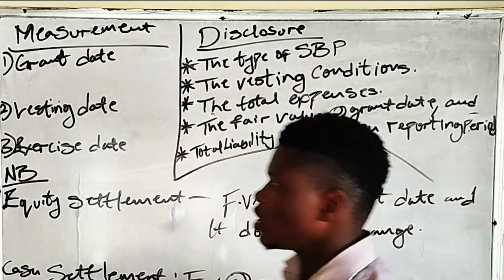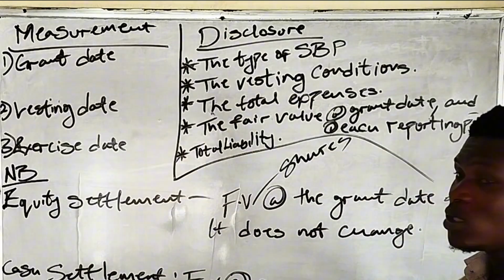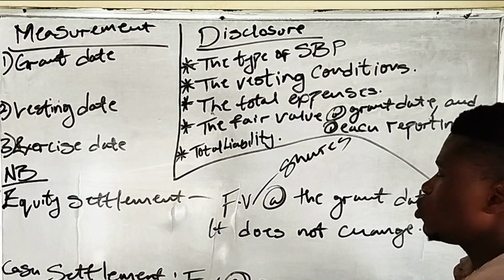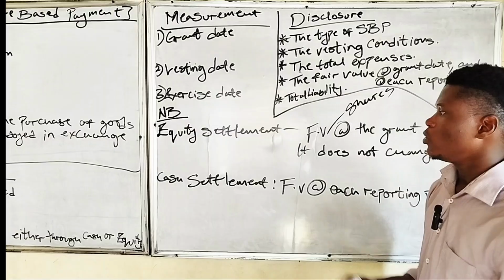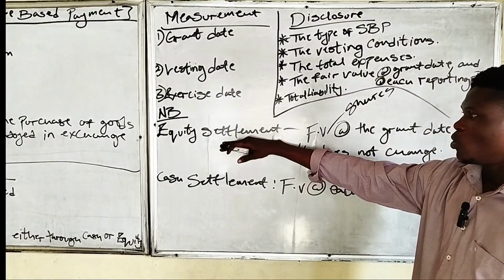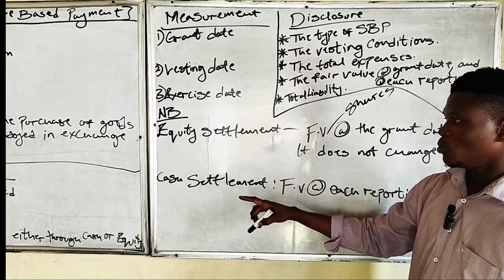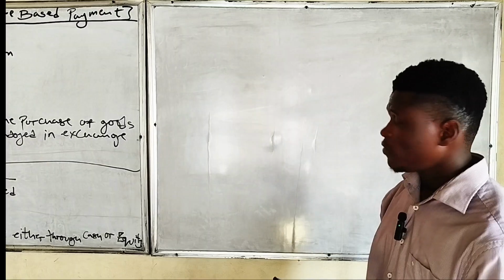So this explains all basically about IFRS 2 share-based payment, and then we'll take important or reasonable questions. So we will take an example on equity settlement and also another example on cash settlement. So we have the first example.